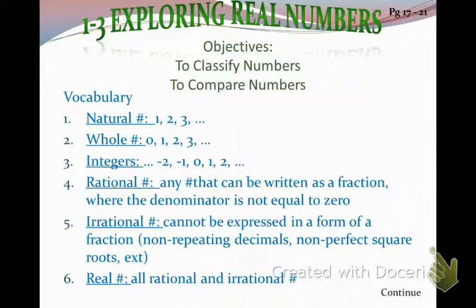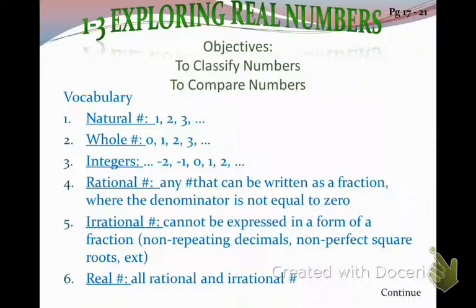They're like whole numbers, which is number 2. Whole numbers, though, have 0 attached with it. And then you have integers. Integers are whole numbers and natural numbers, but also they're opposites. So now -1, -2, -3, and so on.